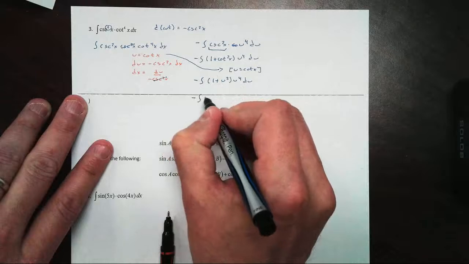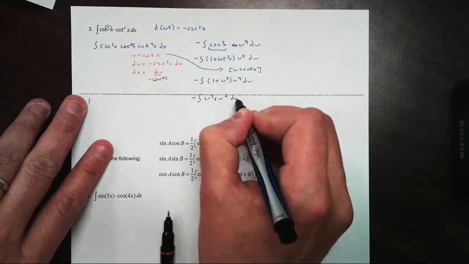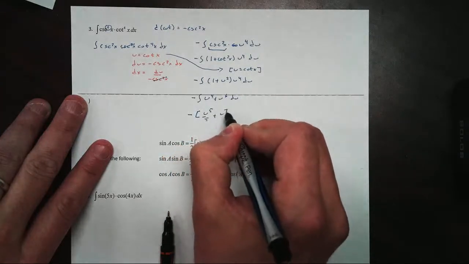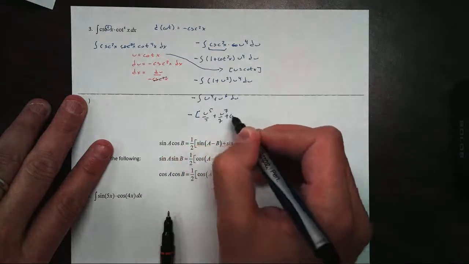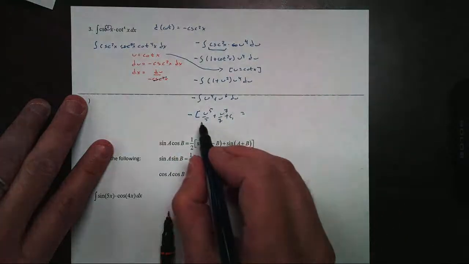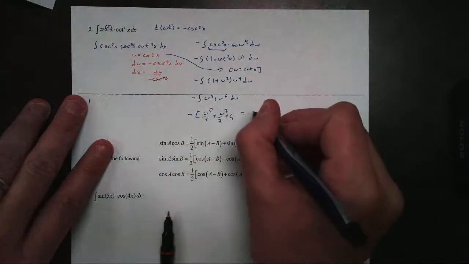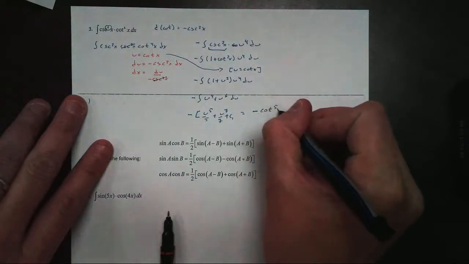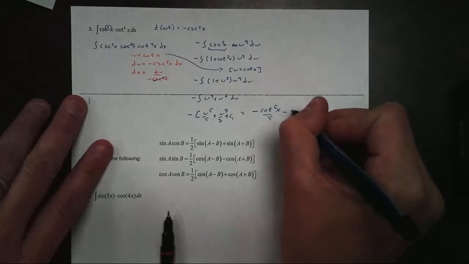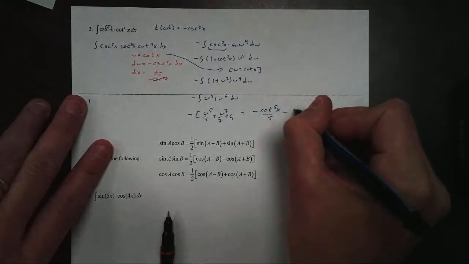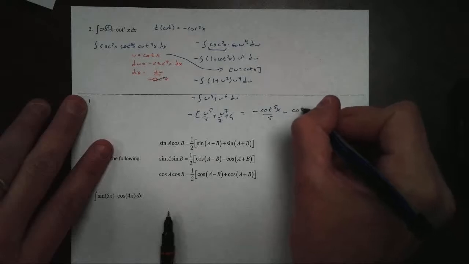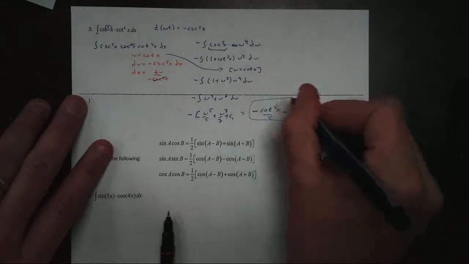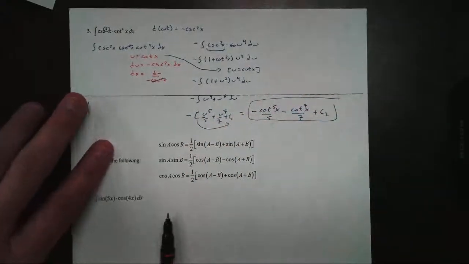And distributing, we get u to the 4th plus u to the 6th du. And if I integrate that, u to the 5th over 5 plus u to the 7th over 7 plus c1. And I am going to distribute, and at the same time I distribute, replace my u's. So I get negative cotangent to the 5th of x over 5 minus cotangent to the 7th of x over 7 plus c2. I am distributing a negative, so I should call that c2 right there.